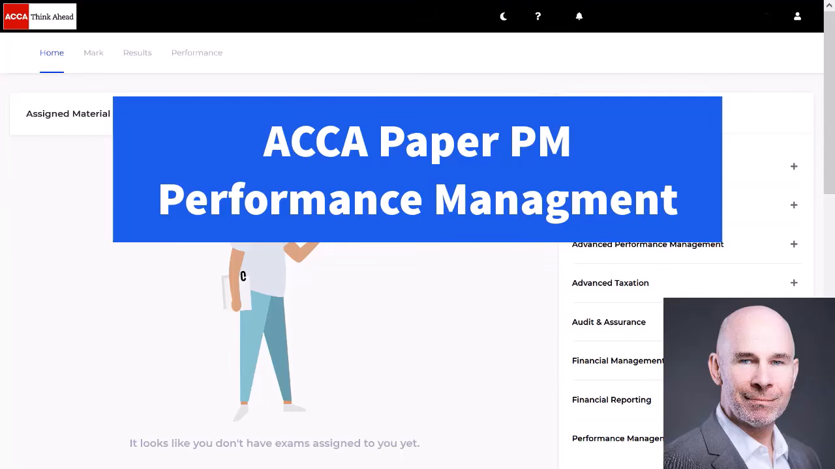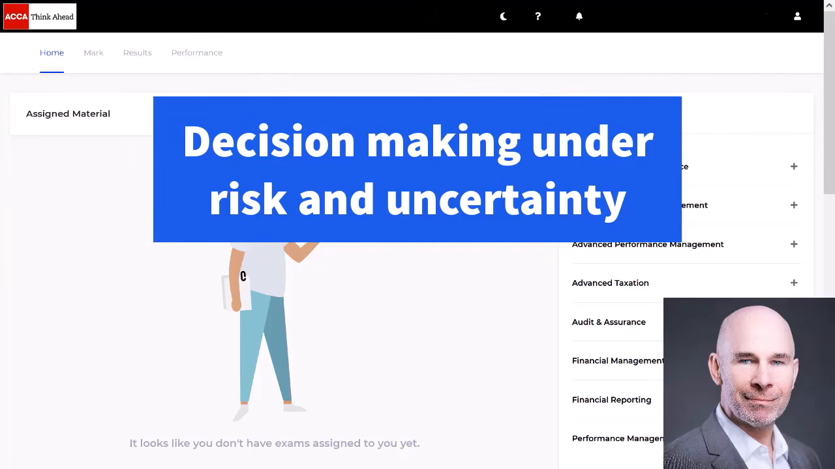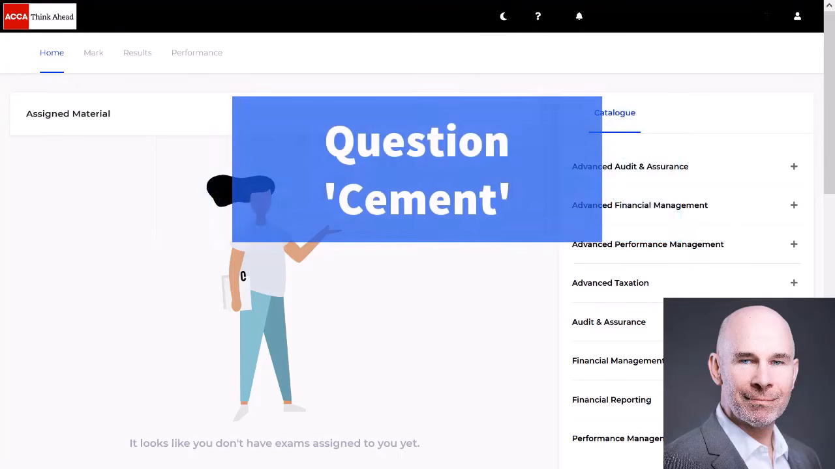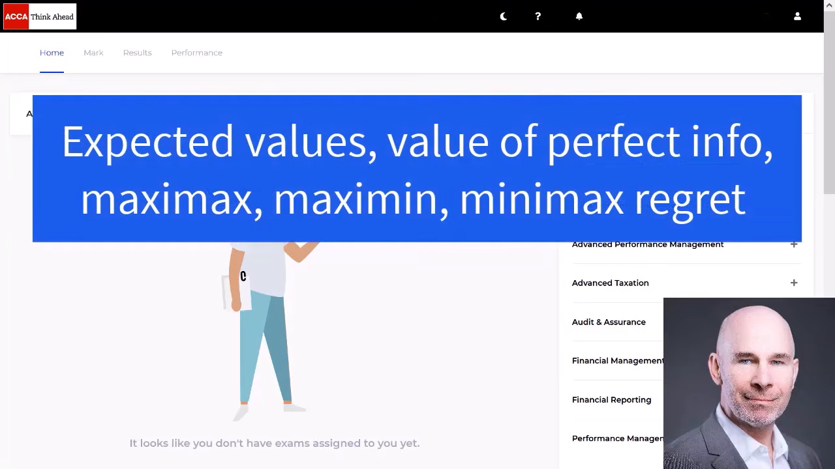Today we are looking at decision making under risk and uncertainty. We will use the past exam question, an oldie but a goodie, question Cement, to unpack the whole decision making under risk and uncertainty toolbox. We will look at expected values, value of perfect information, MaxiMax, MaxiMin, and the MiniMax Regret decision rules.